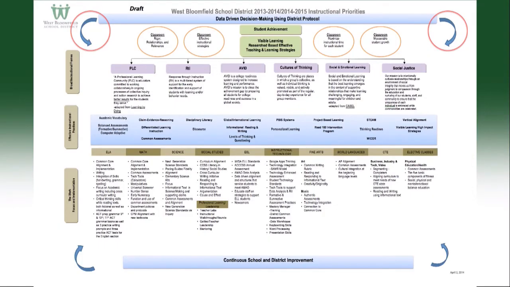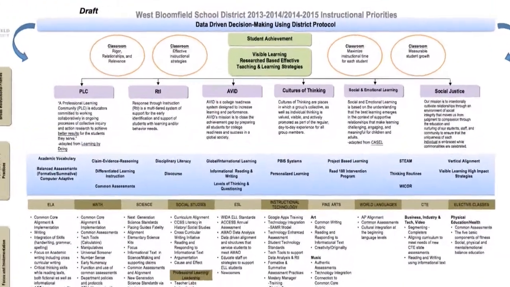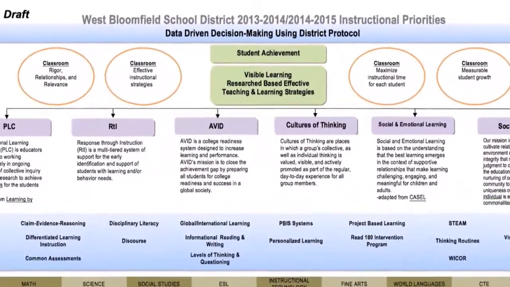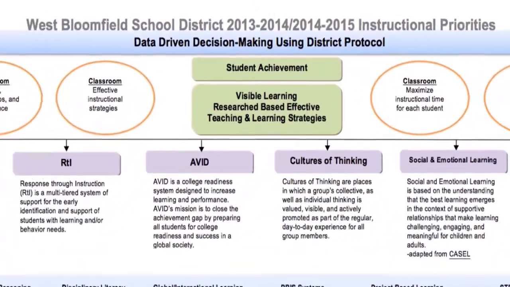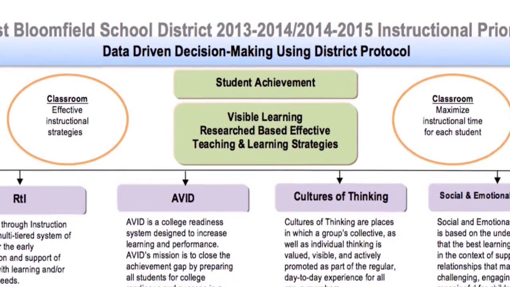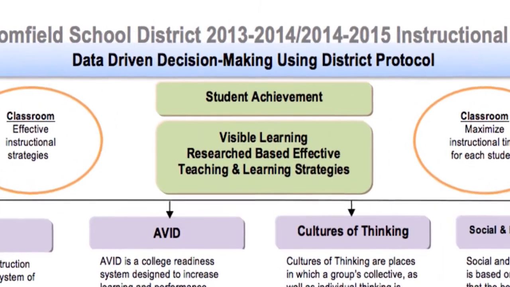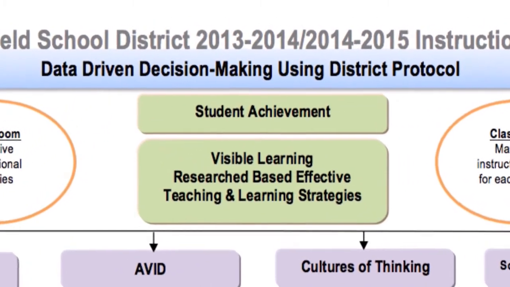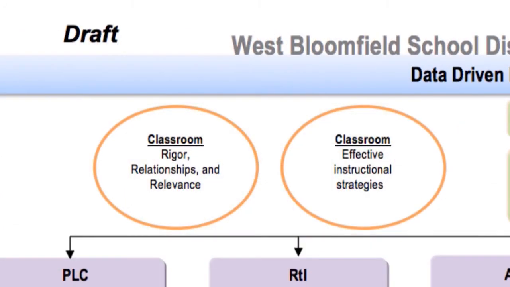As you move to the next portion of the instructional priorities document, student achievement is also at the very top. That is the core of the work that we do throughout the school district. And you'll see in the circled areas, the classroom is reflected. Everything that we do throughout the district must impact and reach the classroom level. If it is not happening for students and teachers, then we're working in vain.